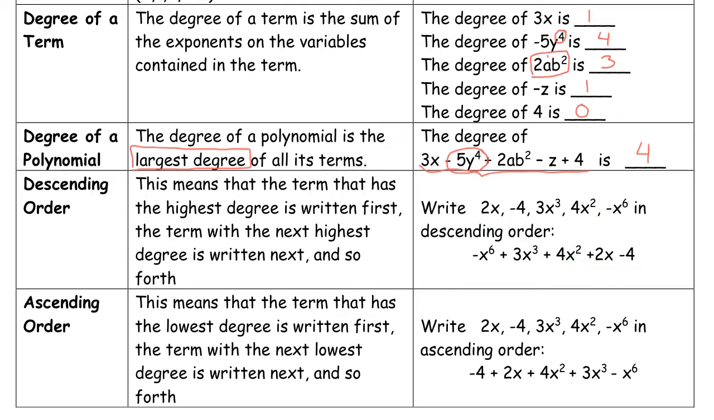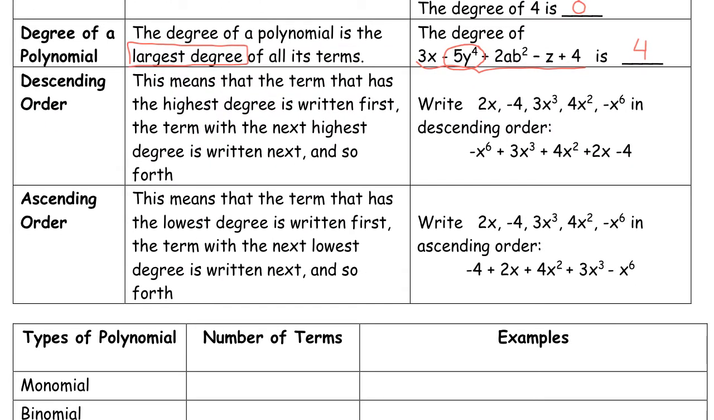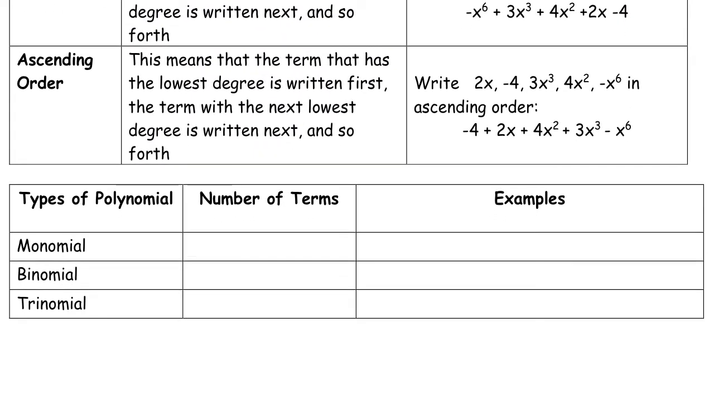You can also write in ascending order, where we go from lowest to highest, and this is demonstrated here, where we have it going in the other direction. But to be honest, usually you'll see things like answers and polynomials written in descending order, and we would consider that proper form.